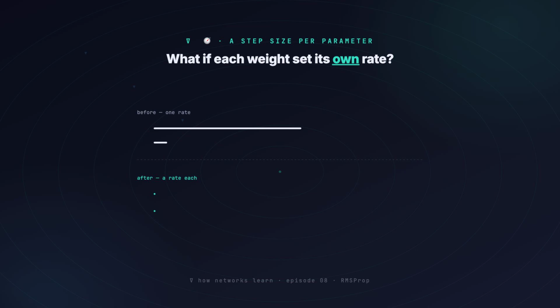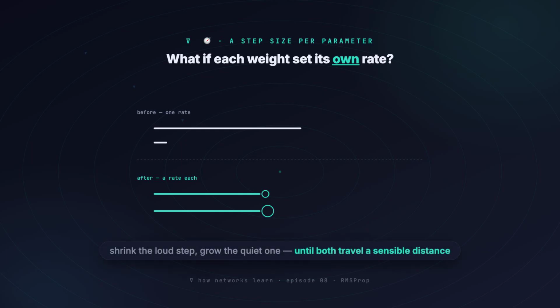You want to equalize movement across parameters. Big gradient directions and small gradient directions should both travel a sensible distance per step. That's the whole idea of RMSProp in one sentence: divide each parameter's step by a measure of how big its gradients have recently been.